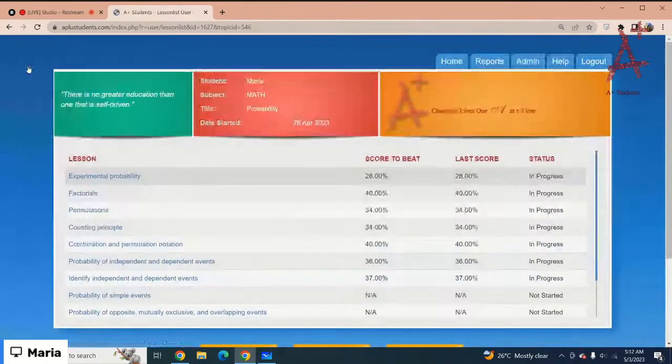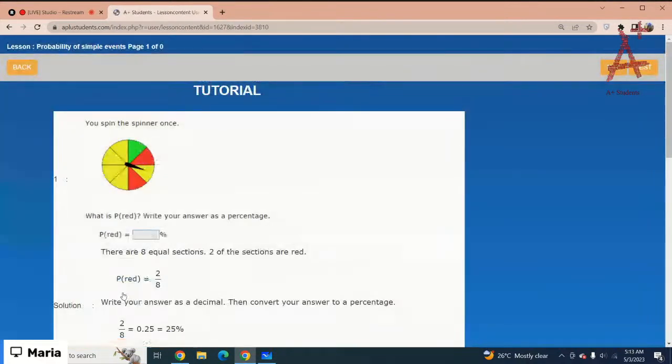Okay, the next lesson is probability of simple events. How do we calculate the probability of simple events? You spin the spinner once. What is the probability of red? Just see how many portions are red. Two of them are red, and the total is 8. That means the probability of getting red is 2 out of 8. The total sections are 8, and out of the 8 just 2 of them are red. It would be 2 over 8.